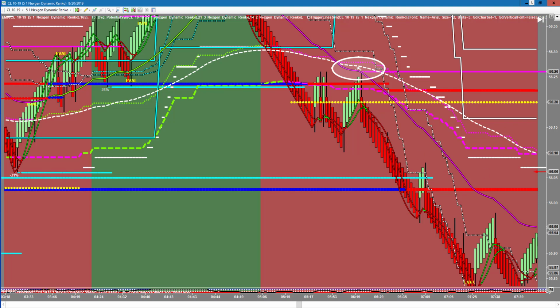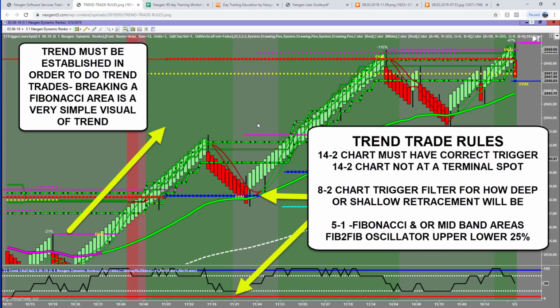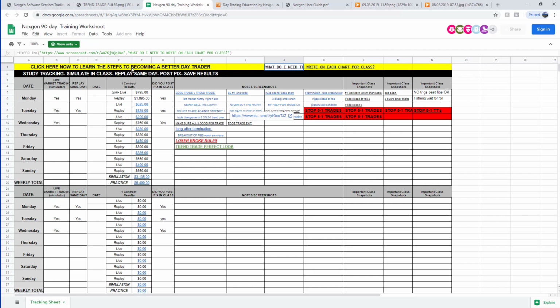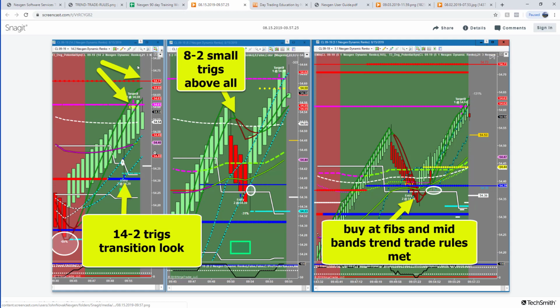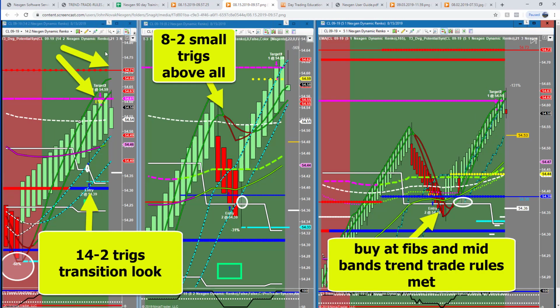Once you get the look right in your head, and again, this is why I beg and plead, track your trades, take a picture of the 3 charts, and when you have the right look, meaning strong small triggers that are transitioned above the others, and your 8-2 chart says your triggers are okay, when you end up buying your fib and mid band in the real world, real time, on the right edge of the chart, you're going to be confident.